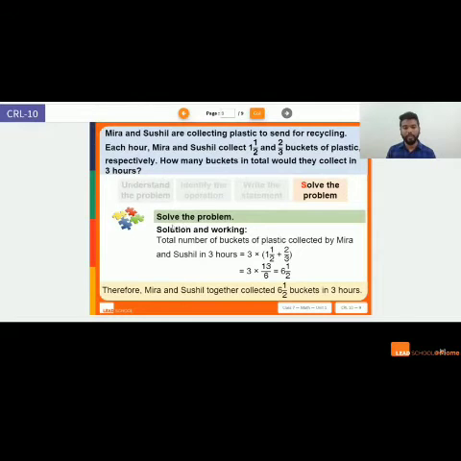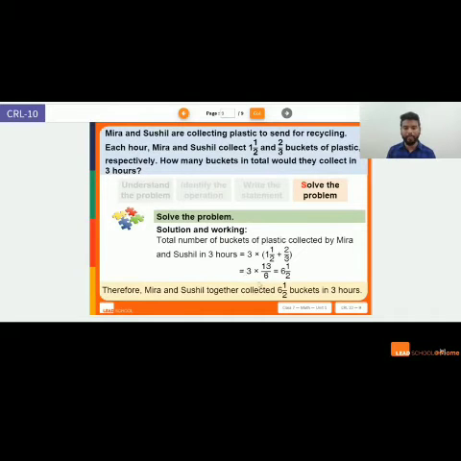Solution and working. The total number of buckets of plastic collected by Meera and Sushil in 3 hours is, now this is a mixed fraction, this is a proper fraction. So first I have to convert both of them into fractions which are like, so that I can add these two. So there I have 13 by 6. By now we should also already know addition of fractions, so we are not getting into this step. So this one will be 6.5. This is an improper fraction.